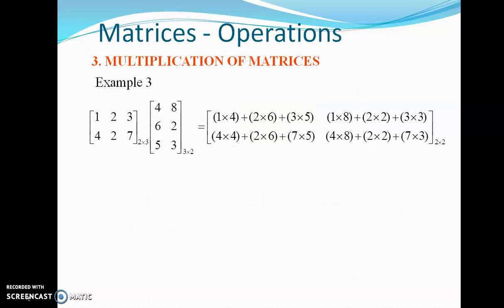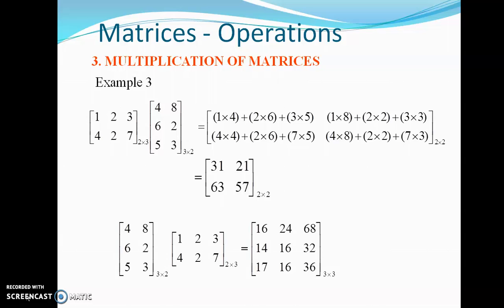This example has multiplication of two rectangular matrices. The matrix multiplication of these two is possible, and we get a 2 by 2 matrix. If we interchange the matrices, again the matrix multiplication is possible, but the resultant is a 3 by 3 matrix. So again, A into B is not equal to B into A.